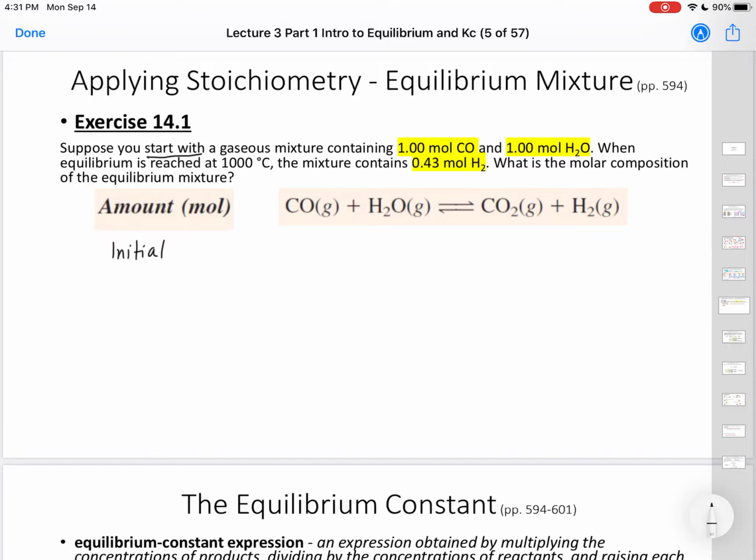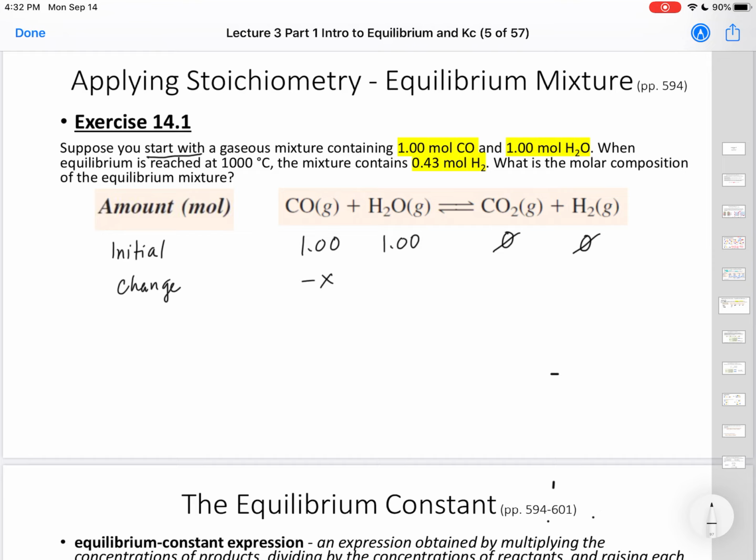Okay. So initially, or at the start, we have 1 mole of CO and 1 mole of water. Now remember, we don't have any products because this is the initial or the start of the reaction, okay? And then you're going to reach equilibrium and you're going to form 0.43 moles of H2. So remember, there is a change that occurs. The change stands for how much of the CO has reacted and how much of the water has reacted. So we're going to say minus x. It is a reactant, that's why it's minus, okay?